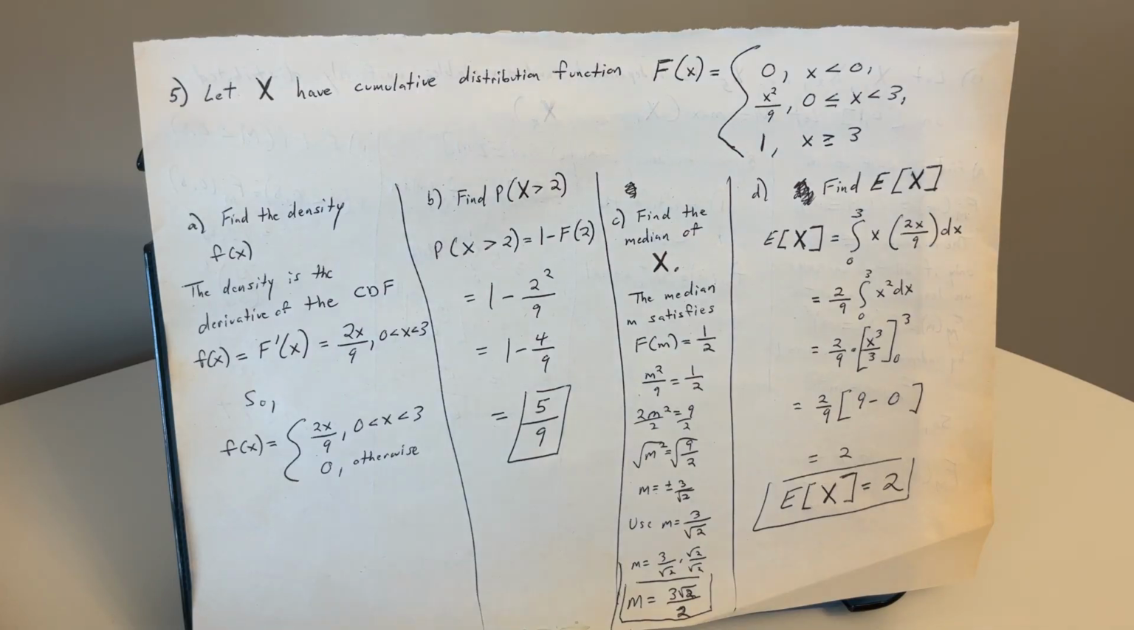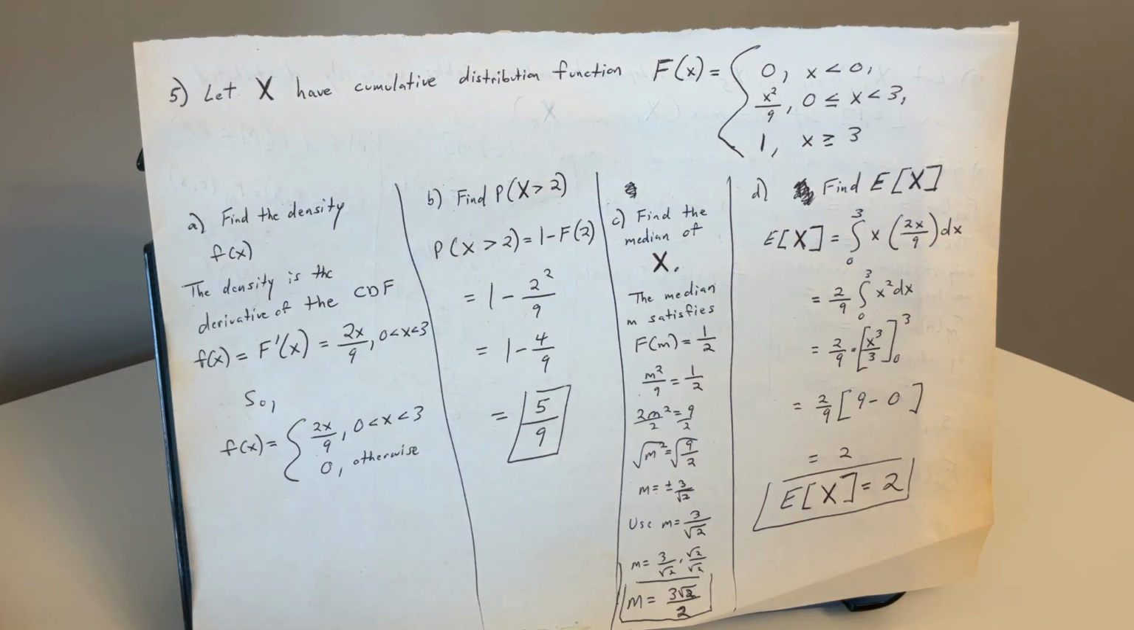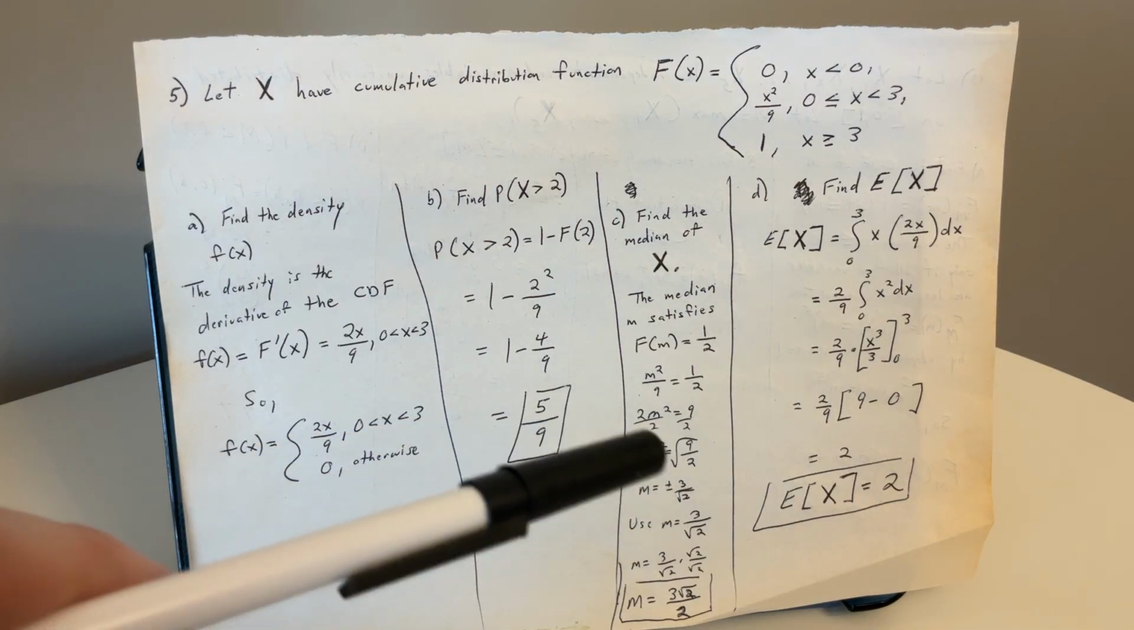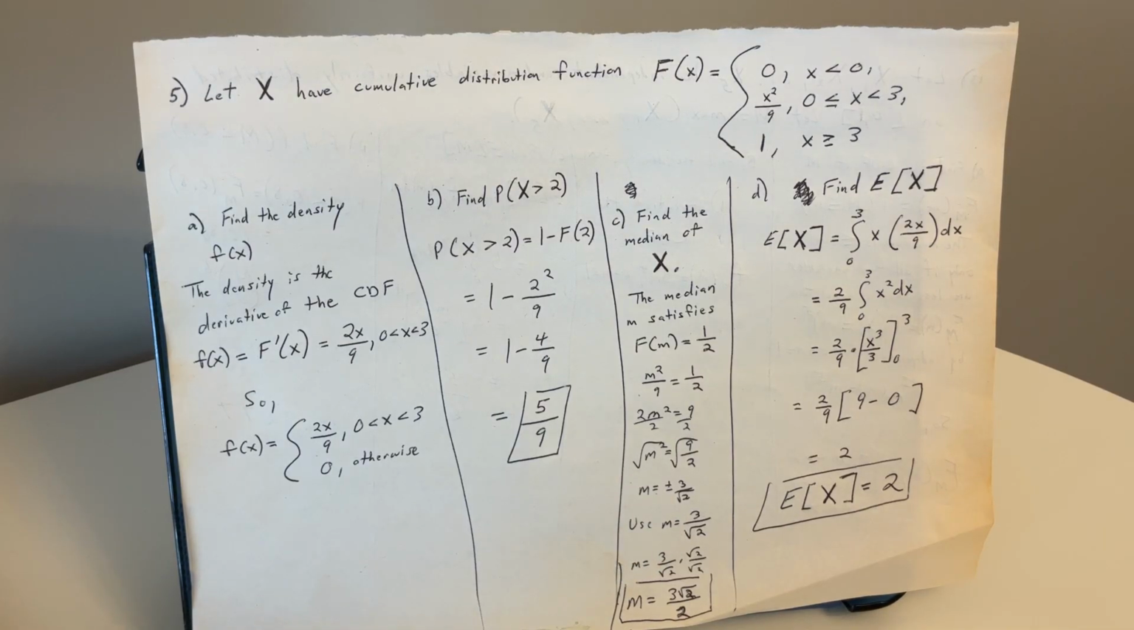Okay? Letter C, find the median of X. So what we could say here is the median m satisfies F of m equals 1/2. So we could set this up as m squared over 9 equals 1/2. Solving for m, we get plus or minus 3 over root 2, but we take the positive 3 over root 2. And if you want to rationalize the denominator, it could be m equals 3 root 2 over 2.